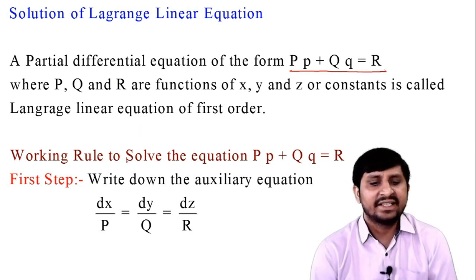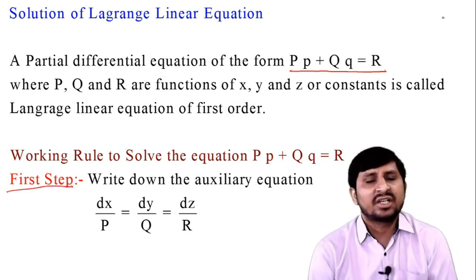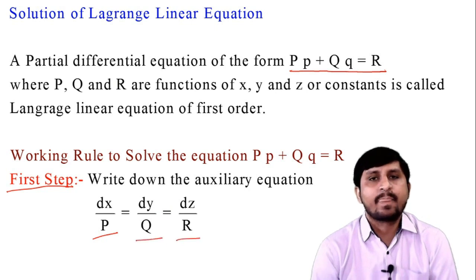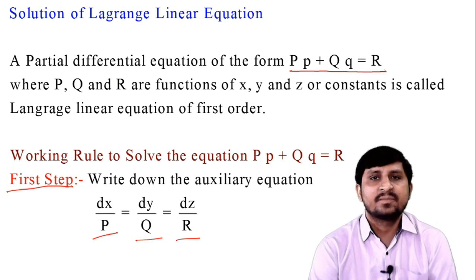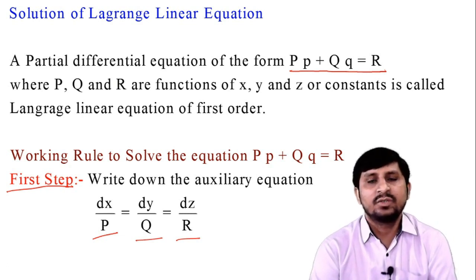Now the working rule to solve this type of differential equation. This is our first step. Write down the auxiliary equation. What is the auxiliary equation? dx by capital P is equal to dy by capital Q is equal to dz by R. Remember this auxiliary equation, important. dx by capital P is equal to dy by capital Q is equal to dz by R.